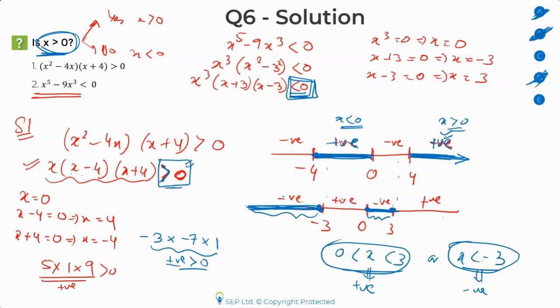Now notice, since I did not get the answer from statement 1 or statement 2, what would we do? We'll combine them. And when we are combining, what will we look for? We'll look for the common values of x, for which this is greater than 0 and for which this is less than 0. That is what we'll look for. Now notice the blue line in both the inequalities and see where it is common for both of them. Notice that it is common only in this region.